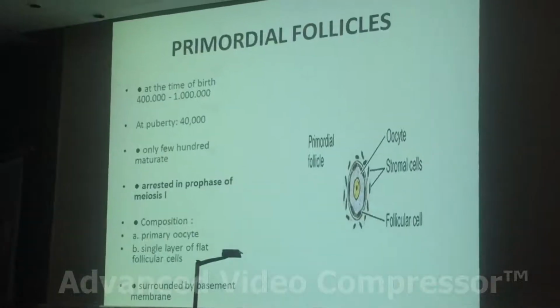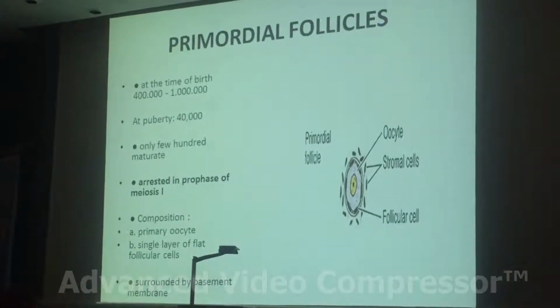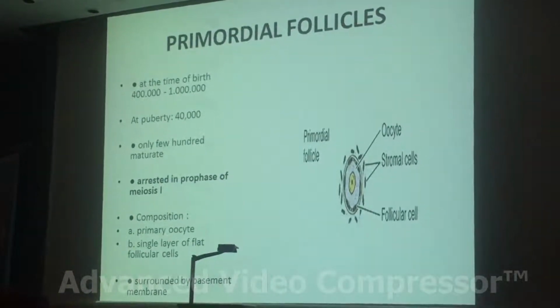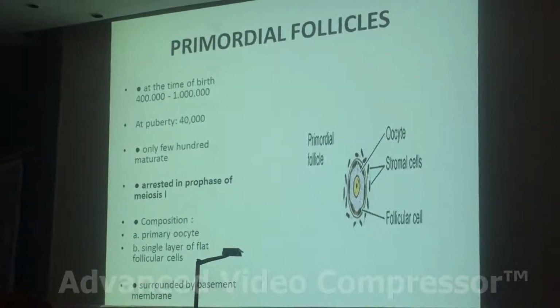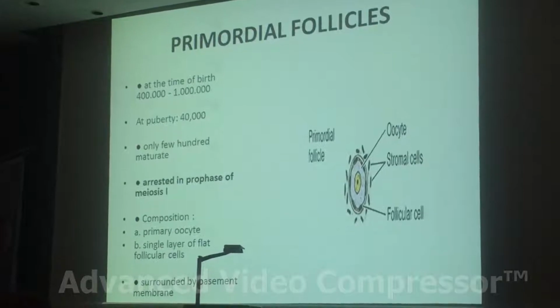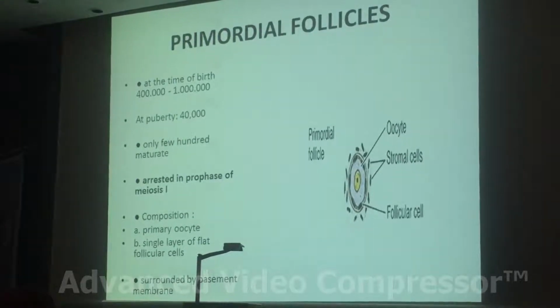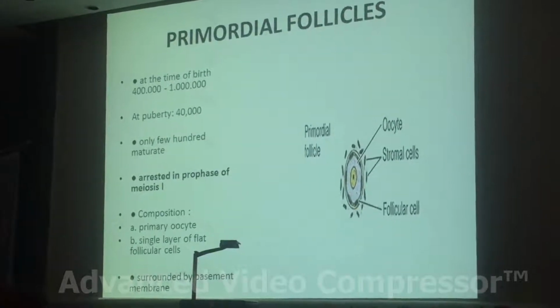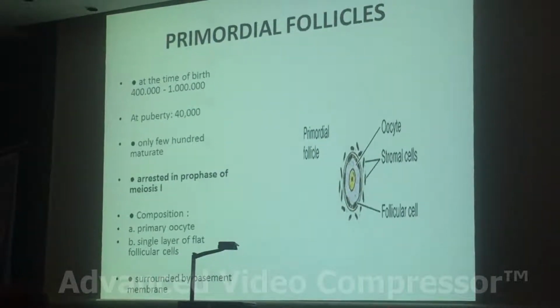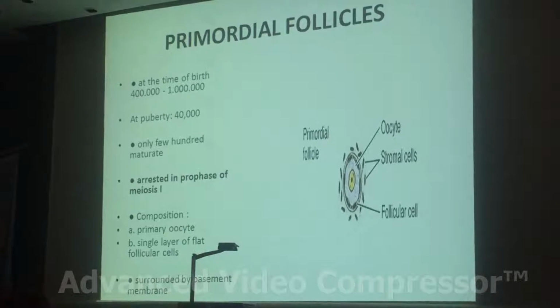Now, the number of these follicles is variable. Actually, before birth, about the 5th month, they reach their maximum number. And in the 5th month, the ovary contains around 7 million primordial follicles. The number will decrease dramatically during the following months. At birth, the number has decreased to between 400,000 and 1 million primordial follicles.